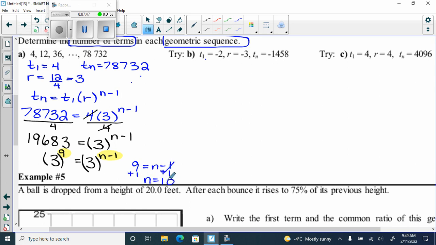Or you can say, hey, these need to be the same, 9 and n minus 1. So this needs to be 9. Well, n would have to be 10 in order to make that be 9. So now we know it's 10. You try B and C.